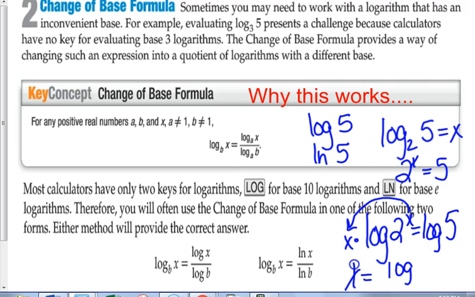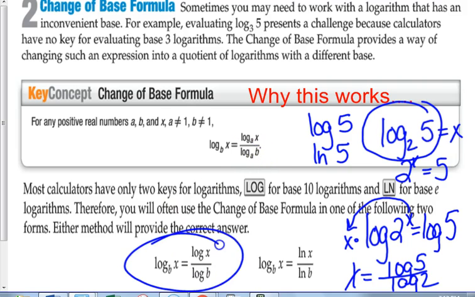Divide by the log of 2. So I'd have the log of 5 divided by the log of 2. That is equivalent to this. It's called the change of base formula. It says you take the log of the number divided by the log of the base. And you can do, here, you can do log or ln.